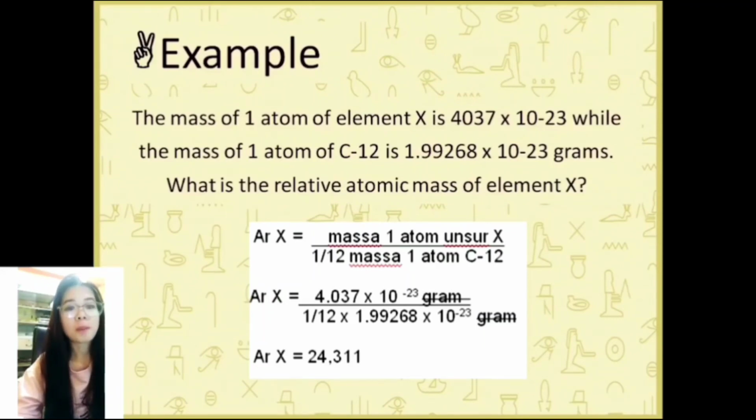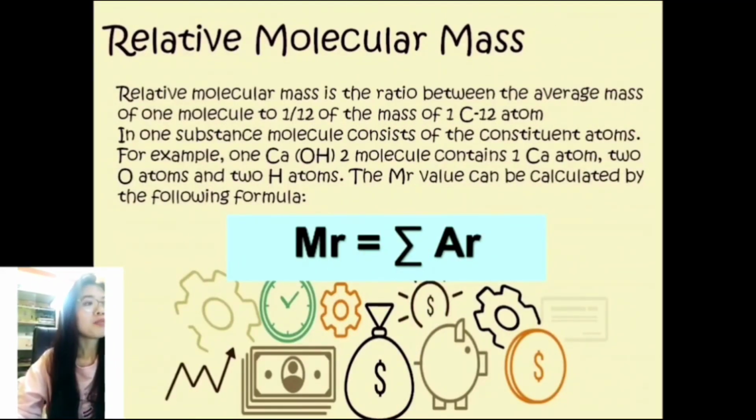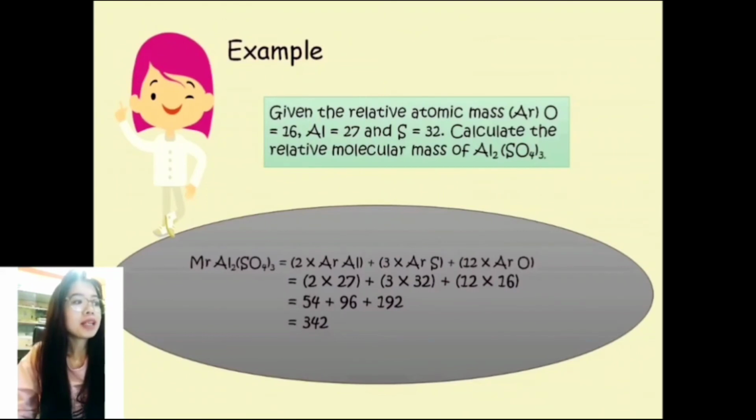If you don't understand, you can pause this video. Next, relative molecular mass. Relative molecular mass is the ratio between the average mass of one molecule to 1/12 of the mass of one C atom. One substance molecule consists of constituent atoms. For example, one Ca(OH)2 molecule contains one calcium atom, two oxygen atoms, and two hydrogen atoms. The Mr value can be calculated by the following formula. Mr is equal to sigma Ar, the sum of the Ar of the elements. Understand? Okay. Next slide. This is the example. You can pause this video and observe this.